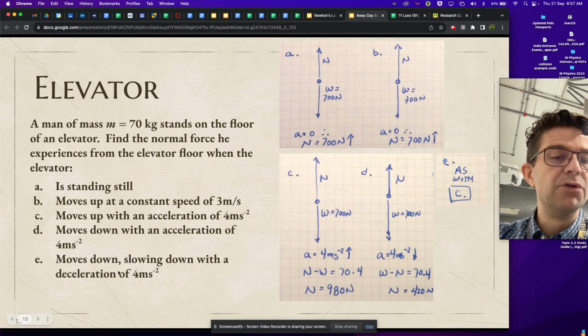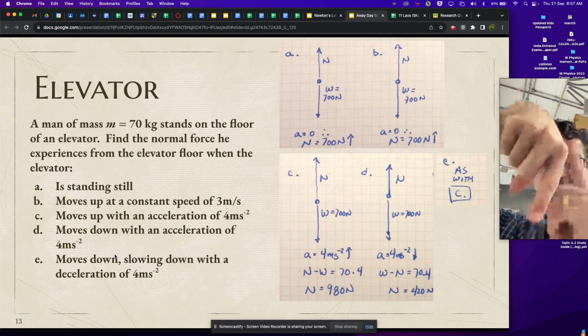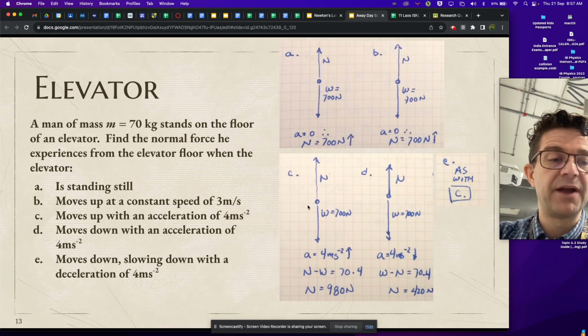Situation E, moving down and slowing down with a deceleration. If you are moving downward but going slower, your acceleration actually points upward. So this situation ends up being the same as situation C. Make sure you can understand why that's true, and maybe think about what's the situation that's the same as D.